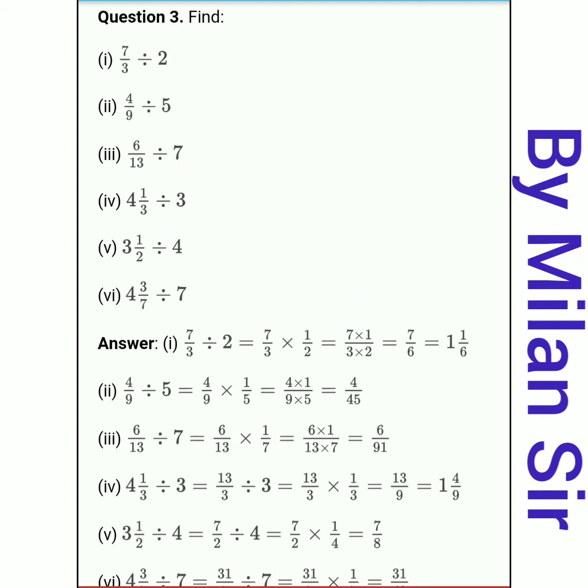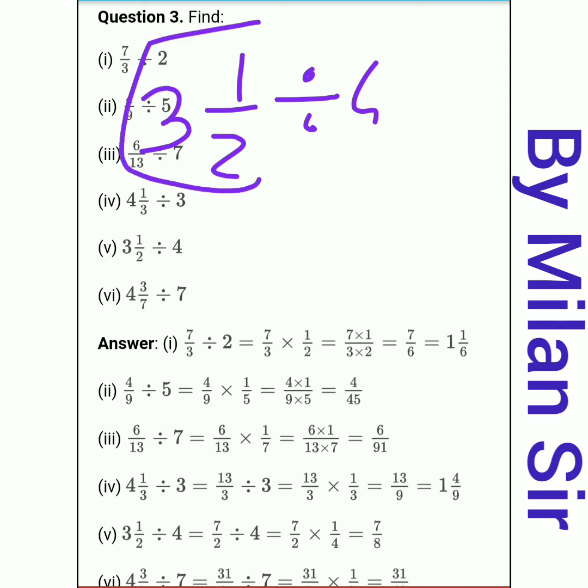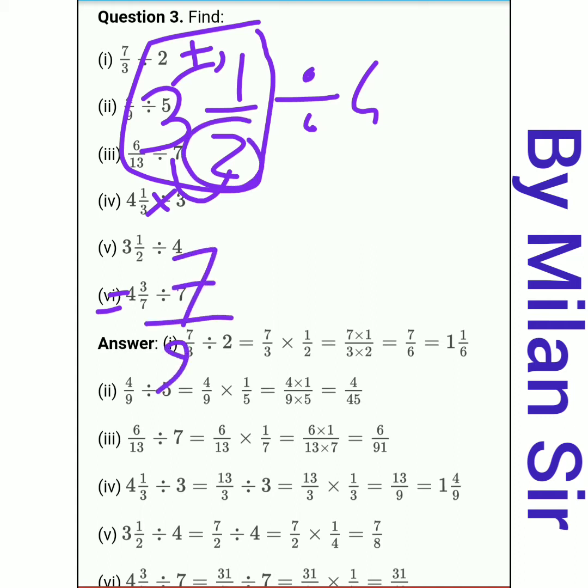Then question number 5. 3 integer 1 by 2 divided by 4. First of all we need to convert this mixed fraction into an improper fraction. So just multiply this 3 with 2. 3 2s are 6, plus we need to add the numerator. So 3 2s are 6 plus 1, 7. Denominator 2 as it is. So 7 by 2. First number remains as it is.